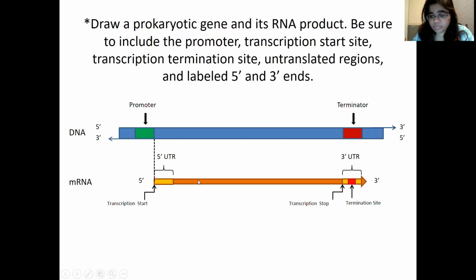And then they kind of go in this way. They're like, okay, it stops here. So when it reaches the termination area, it stops. It kind of starts becoming the untranslated region of this side. It's like, I'm done. We're good. All is good in the world. Okay? So that's with prokaryotics.